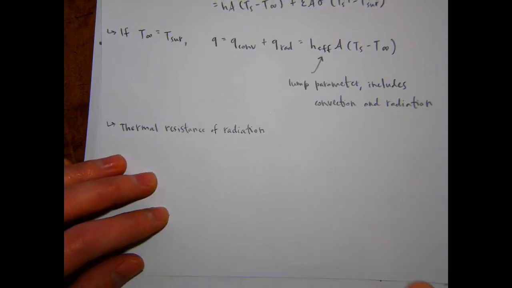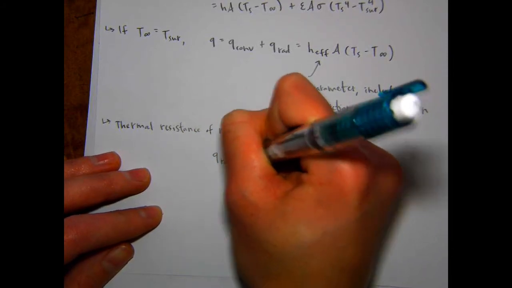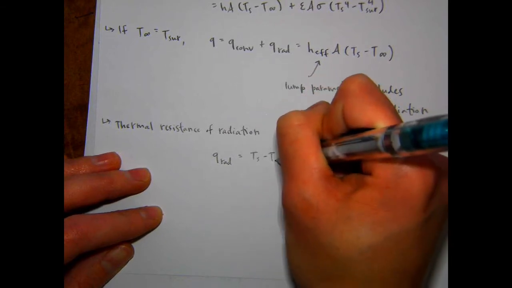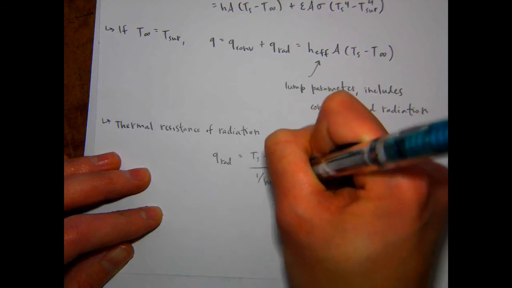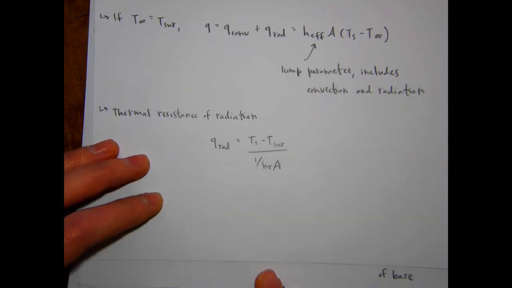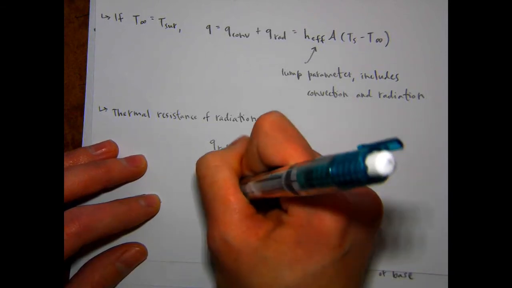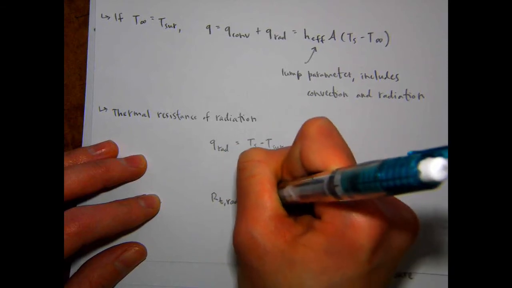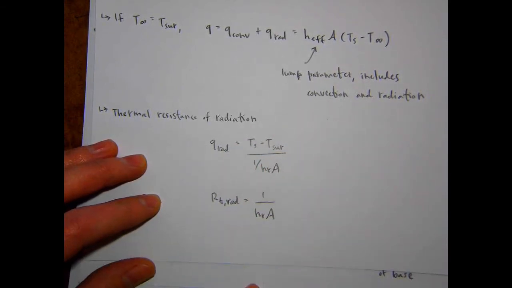So if we look at our rate equation, T surface minus T surroundings, and just rewrite it to have this 1 over H sub R A in the denominator, then just like before, our thermal resistance of radiation is going to be equal to 1 over H sub R A.